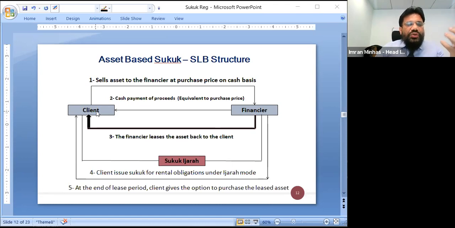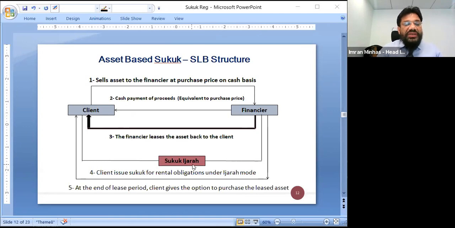You need liquidity, you have an asset, you sell the asset and lease it back; the financer leases the asset back to you. You see at number 3, the financer leases the asset back to the client, and the asset is used by the client, but the ownership is with the financer. And for that matter, ijara Sukuk are issued to the financer.